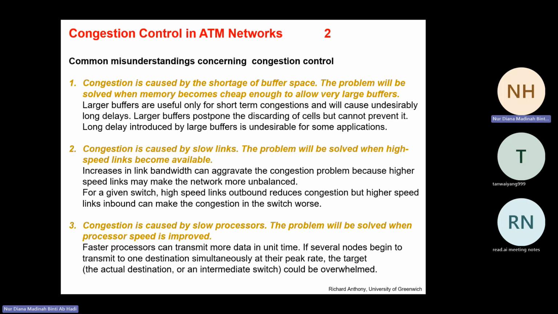The third one is a slow processor. The problem can only be solved when the speed of your processor is improved. A faster processor can transmit more data in the given time. If several nodes begin to transmit to one destination simultaneously at their peak rate, the target could be overwhelmed.